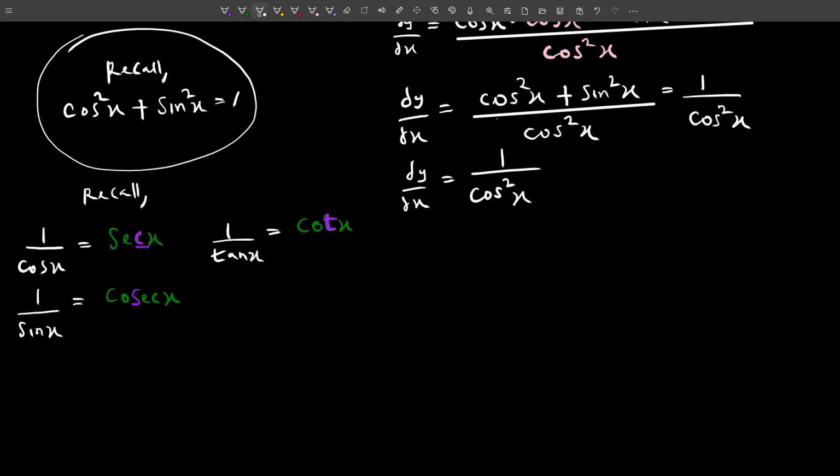So going back to our question, we have 1 over cos square x, and 1 over cos x is sec x. Then 1 over cos square x should be what? It will be sec square x. So this proves that if y is tan x, dy dx is sec square x.